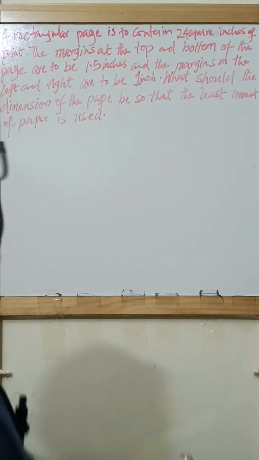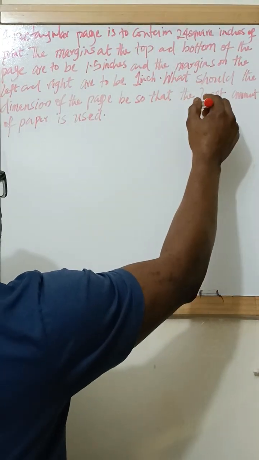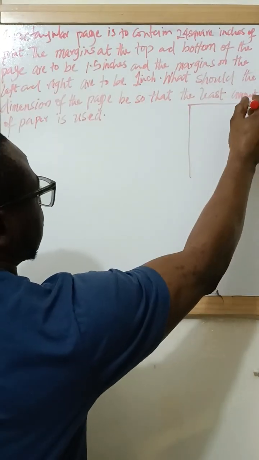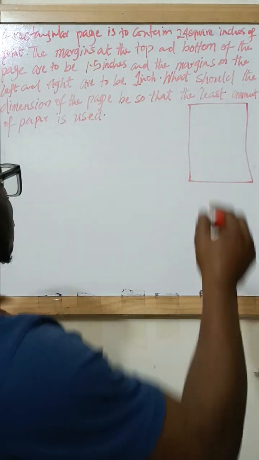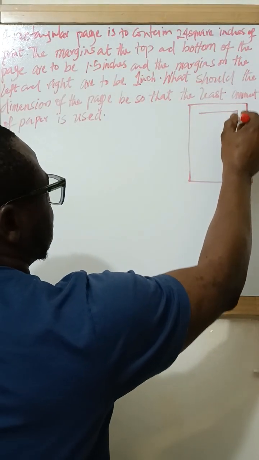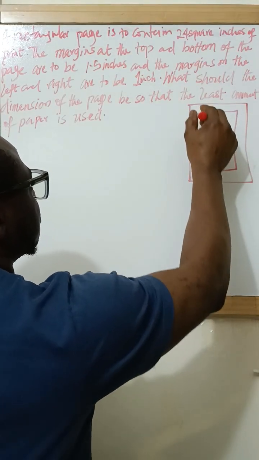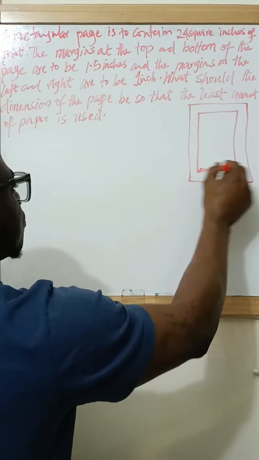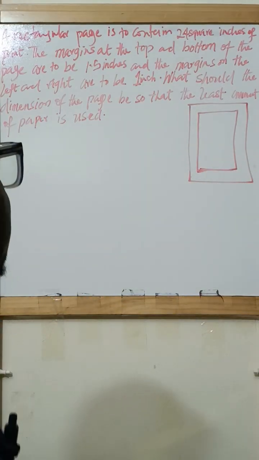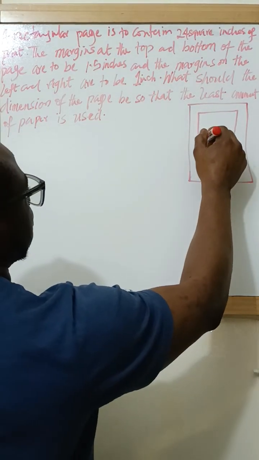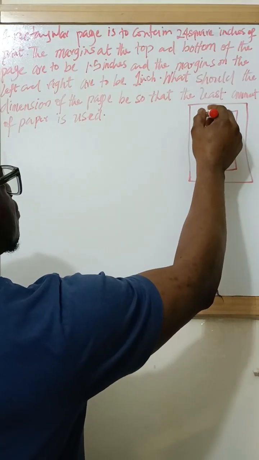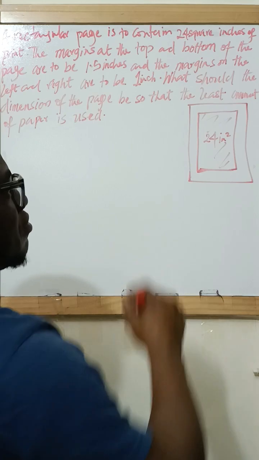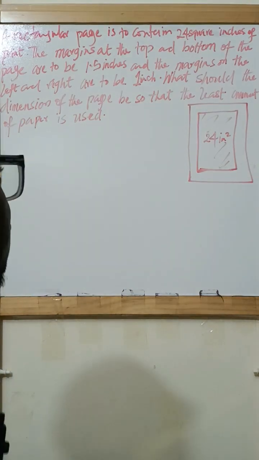Okay, now this is the paper. We have a paper here. On this paper, the print page, where the printing will be, is 24 square inches. So this is the page where the printing part will be.